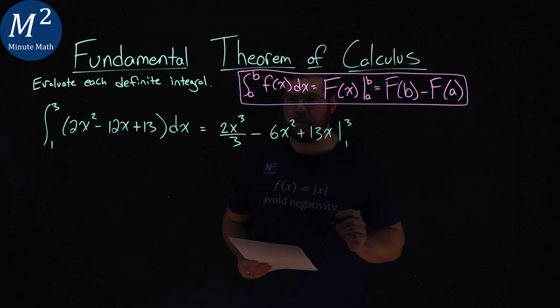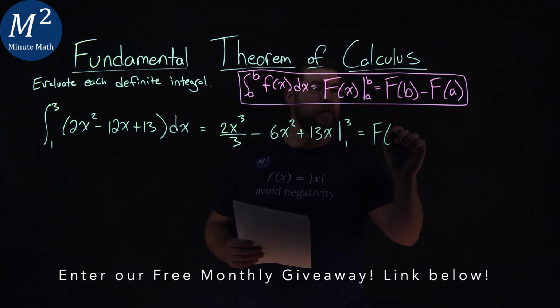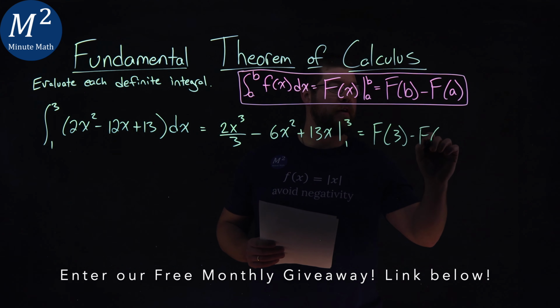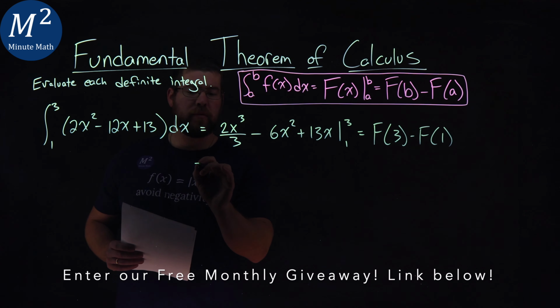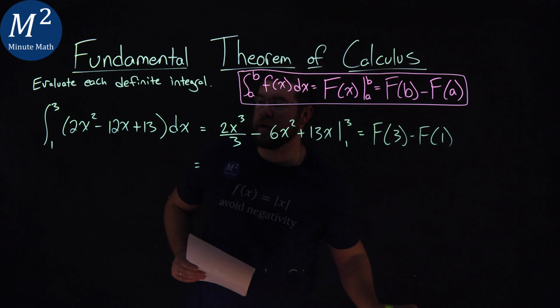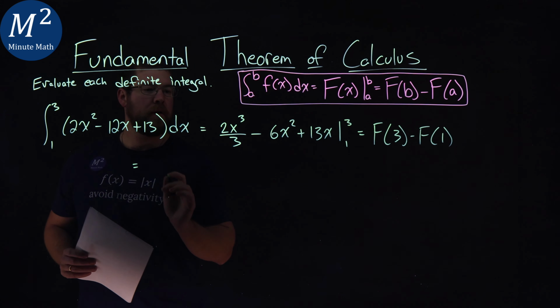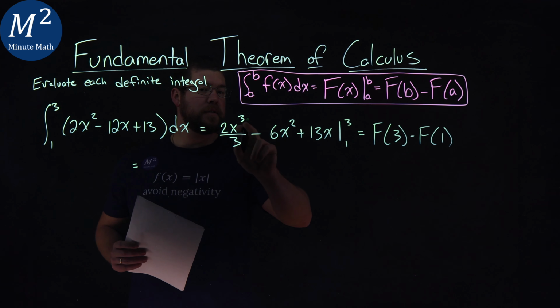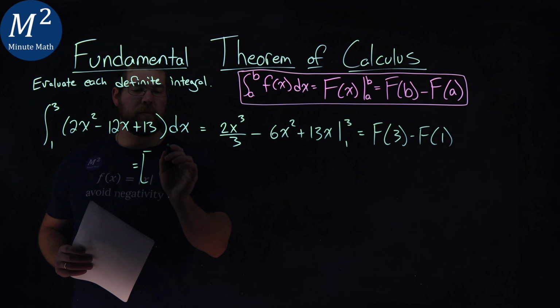Okay? So we know that to be our F of 3 minus our F of 1. Okay? So that equals, let's go plug it in. Let me give myself some space here, actually. So we're going to plug in 3 first into our function here, and then subtracting, we plug in 1. So put a little bracket here.